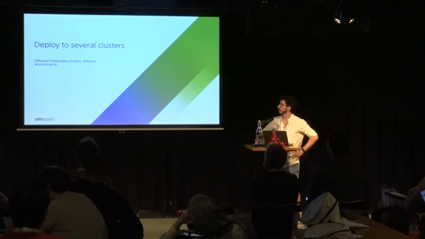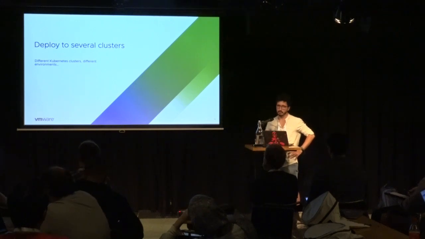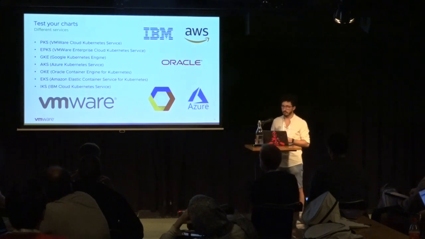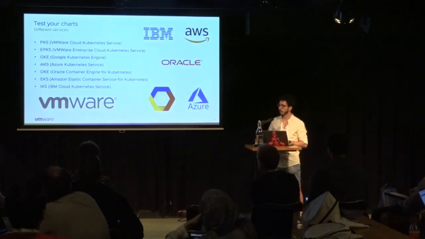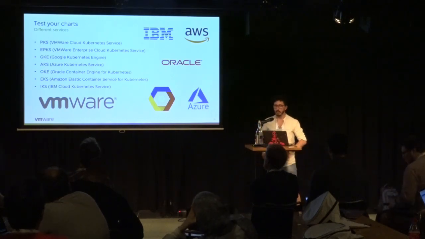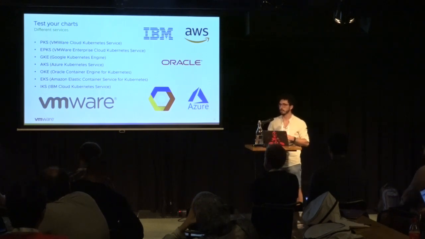Next tip, deploy to several clusters. You may think that if you have tested your chart on a Kubernetes cluster, it's going to work the same way in another one, but we found that this is not true. In Bitnami, we provide containers and Helm charts to several cloud providers, Google, Azure, VMware, Oracle, IBM, AWS, and each of these cloud providers has their own Kubernetes service.